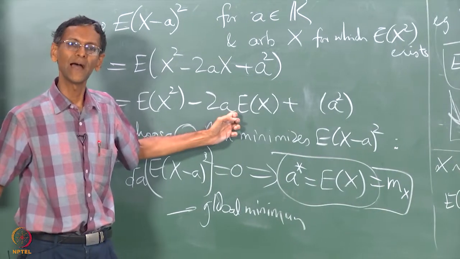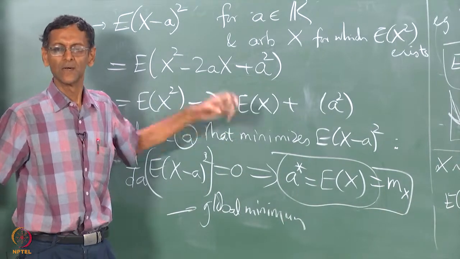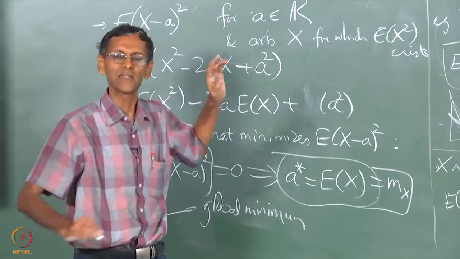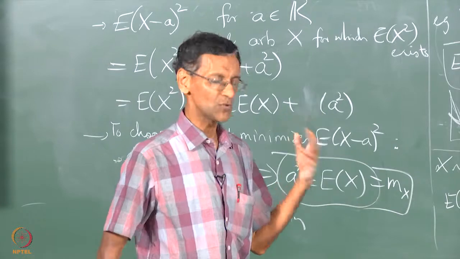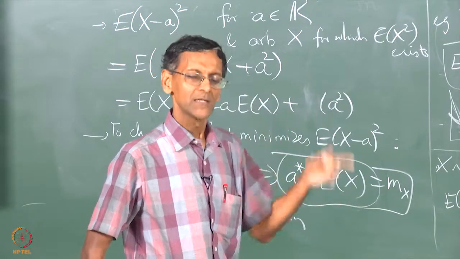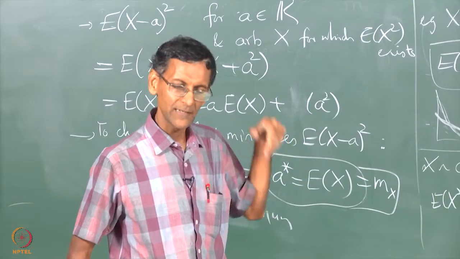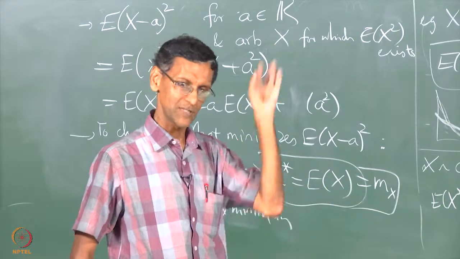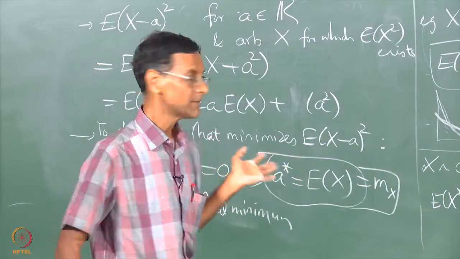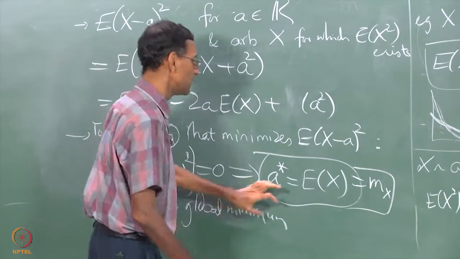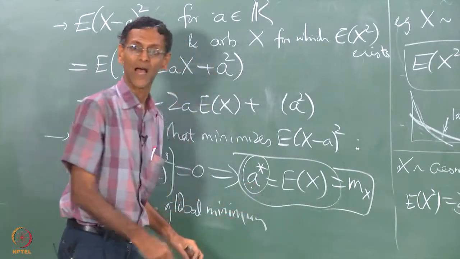Every proper parabola, if it has a low point, is a convex U-shaped parabola, not the one that is the other way around. So it has a minimum and not a maximum, in other words. So this is a global minimum, and it is achieved at a star, which is m.